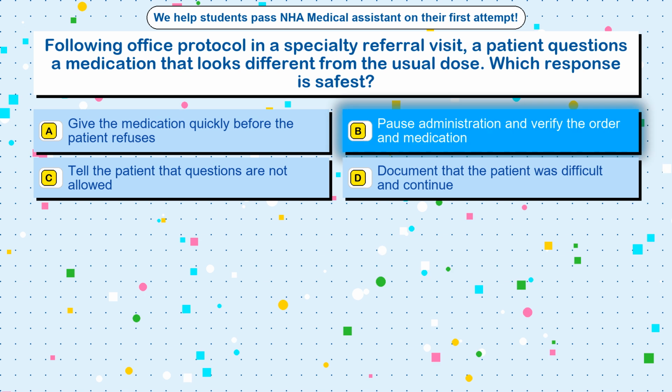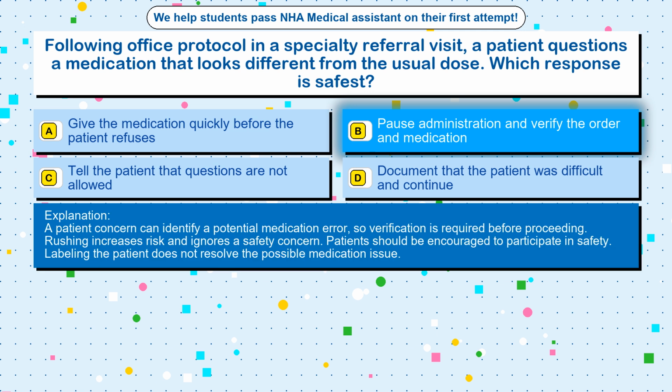The correct answer is option B, pause administration and verify the order and medication. A patient concern can identify a potential medication error, so verification is required before proceeding. Rushing increases risk and ignores a safety concern. Patients should be encouraged to participate in safety. Labeling the patient does not resolve the possible medication issue.